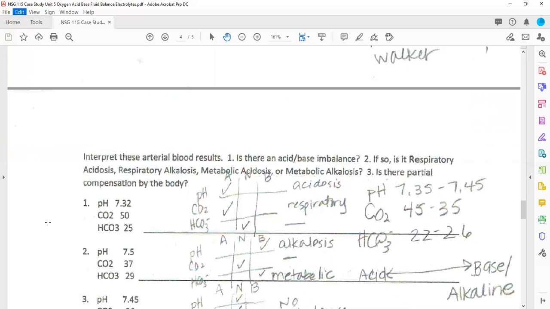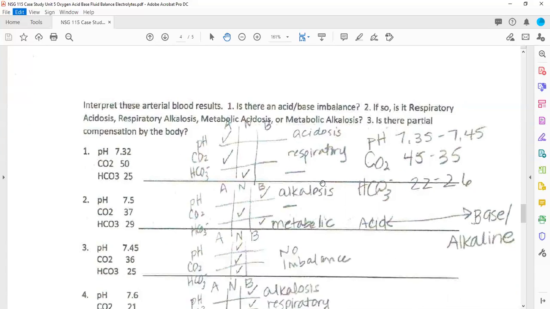So let's look at the first one. pH is 7.32, and again, I've got my tic-tac-toe. So that's low, that's acidic. CO2 is 50, that's high, which means that's acidic as well. And bicarbonate is normal, 22 to 26, so it is in the normal range. So this patient would be in respiratory acidosis with no compensation. So just simply respiratory acidosis.